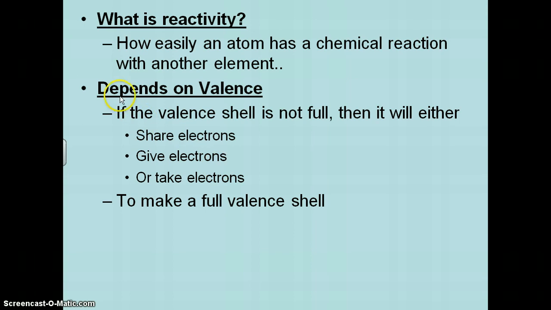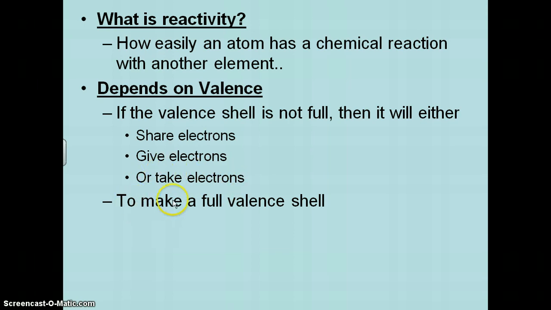So, if an atom's valence shell is not full, that means it's unstable. It will react. And it will do it in one of three ways. It will either share electrons with another atom that does not have a full valence shell, it could give its electrons away to another atom that does not have a full valence shell, or it can take electrons from another atom that does not have a full valence shell.